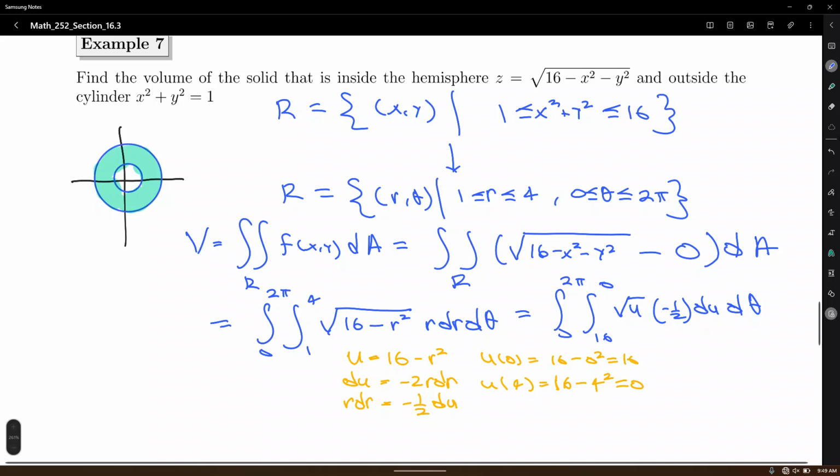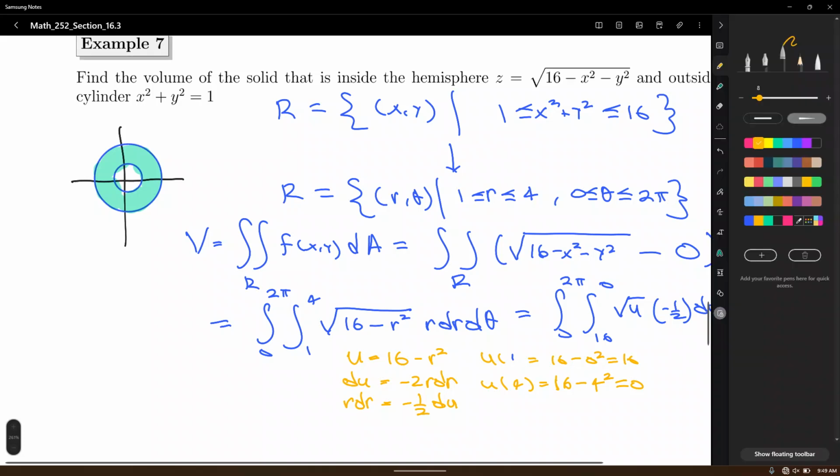You plugged in 0 instead of 1. Did I? Oh, yeah. That's true. So that's supposed to be 15, right? And let's change that to a 15. Yes, you're right.